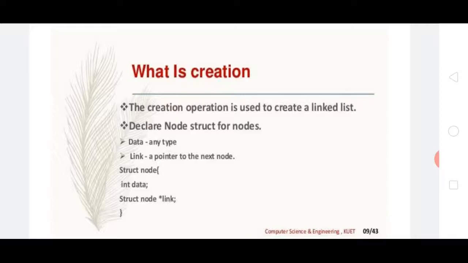Then the next statement is to declare the node structure for the nodes. Means if you want to create a node, then we use a structure. How to declare the structure: struct node. Here node is the name of the structure, and the members of the structure are data and link.